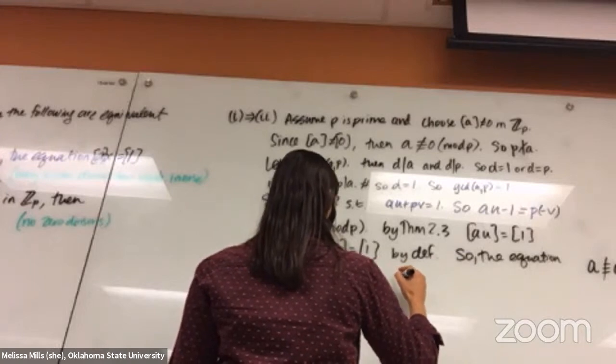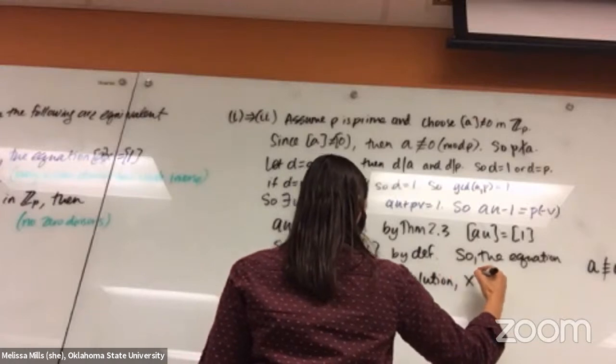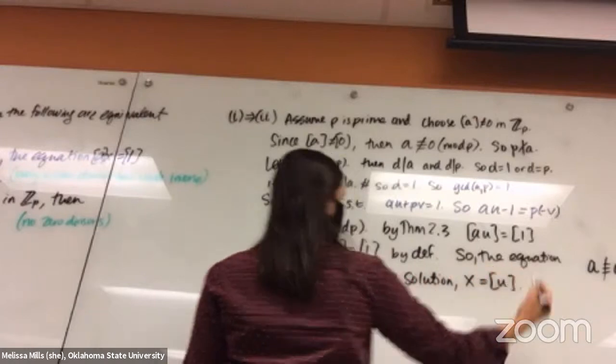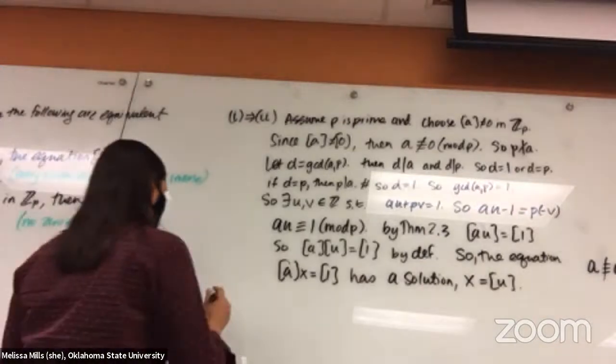What's the class? X equals. Okay, so I proved that 1 implies 2. Okay. That one was kind of a lot. It pulled from lots of different places. So that was a lot. Okay.